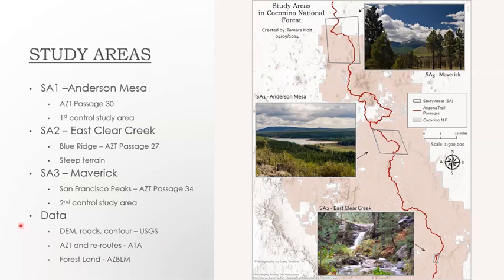The data used for all study areas were from the U.S. Geological Survey, which provided 10-meter DEM data, and the Topo Map collection, which contains contours and hydro flow lines, water bodies, wells, mountains, and roads. The Arizona Trail Association also provided AZT passage data and water source data. And the Arizona Bureau of Land Management provided Forest Service land data.